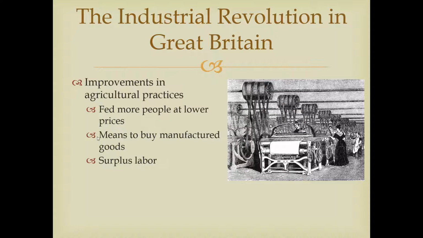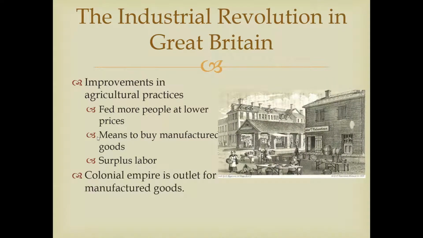As time goes on, we'll start seeing that women are joined by children, but that will come at a later price. And so with this boom in manufactured goods, boom in agriculture, the colonial empire becomes the outlet for manufactured goods. You have all of these factories springing up in England, and so they begin to spread the wealth out to the colonies.